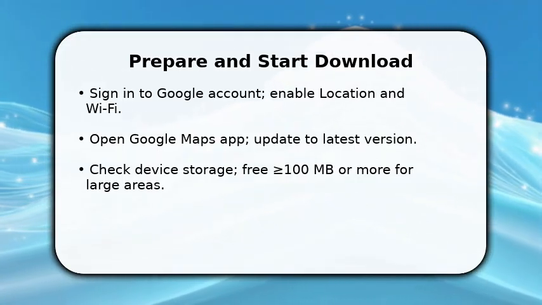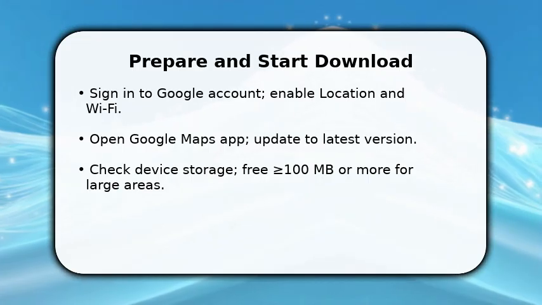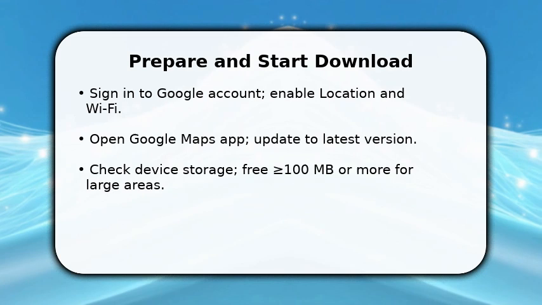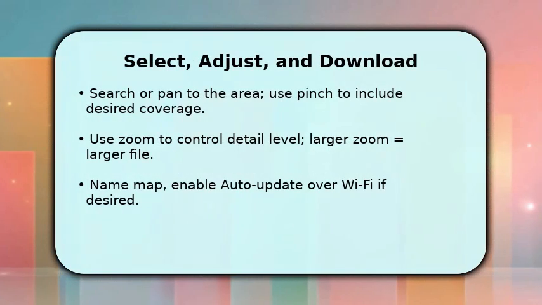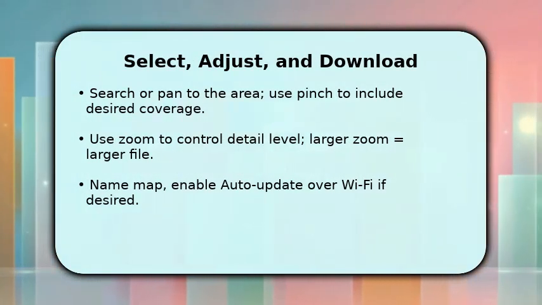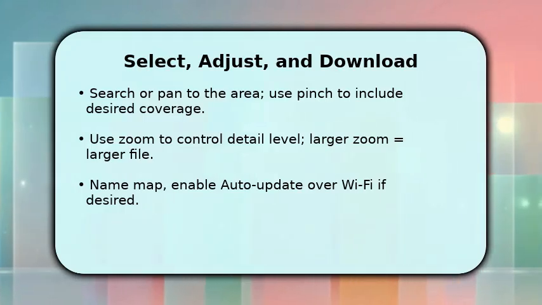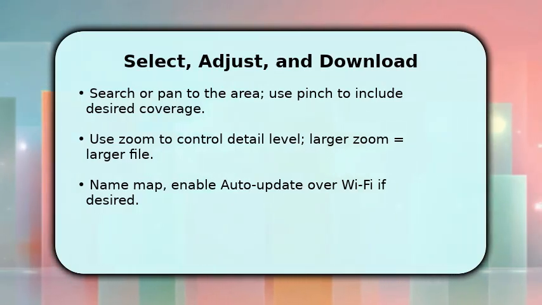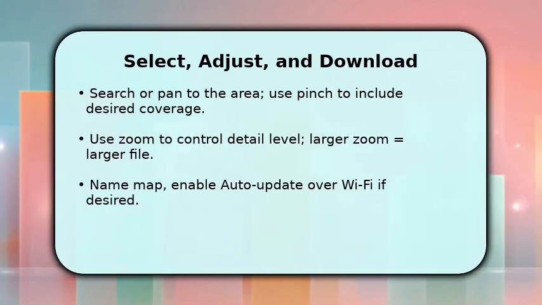Then tap your profile, choose Offline Maps, and select Download. This starts the actual capture of map tiles for offline use. Now focus on selecting and fine-tuning the exact coverage. Search for a city, address, or drag the map to frame the region you need. Pinch to zoom out for wider coverage or zoom in for more detail. Remember, more zoomed detail increases file size, so balance coverage and storage.